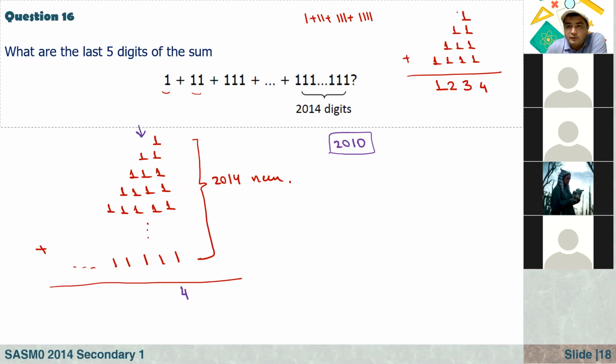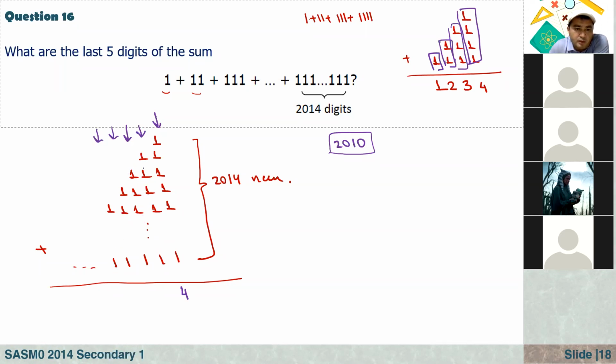If you look at this problem, right, in the first one, we have 4 ones. In the second one, less than the previous one, we have 3. In the third one, we have 2. And fourth one, we have 1. It's very similar to this question, right? In the first column, we have 2014 ones. In the second one, we have 2013. In the third column, 2012. Fourth one, 2011. And here we have 2010.